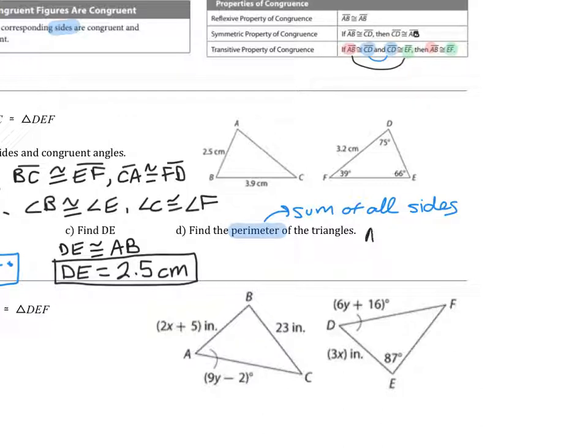I'm going to say AB plus AC plus BC equals the perimeter. And now I can substitute what we know. So we know that AB is 2.5, and we know that BC is 3.9, and the only thing we're missing is AC.